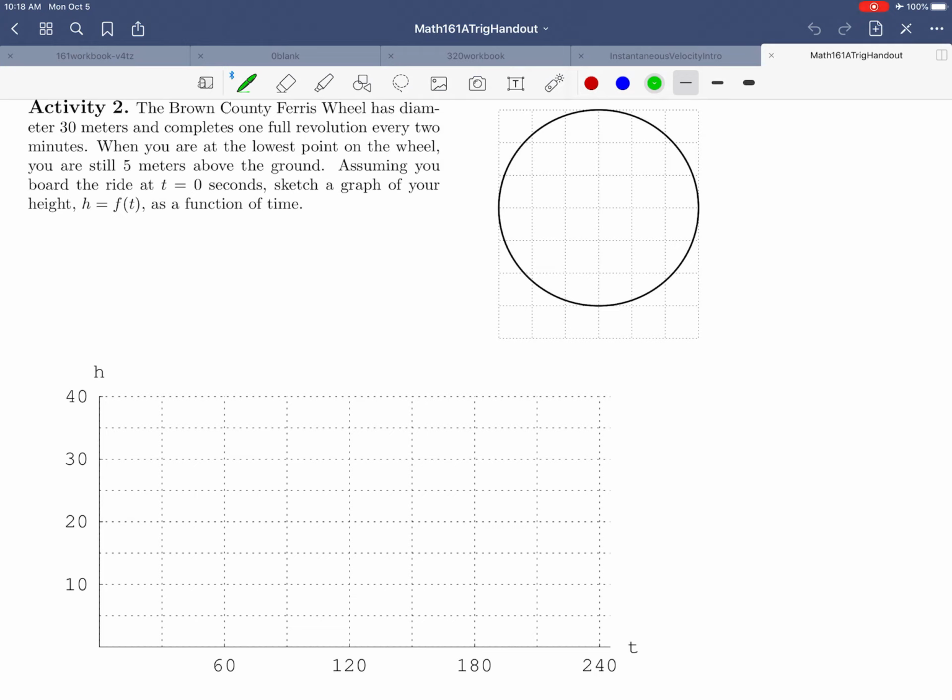It also tells us that we are still 5 meters above the ground as we are entering the Ferris wheel. And we know the diameter is 30 meters, and we know that one full revolution takes 2 minutes. So one full revolution takes 2 minutes.